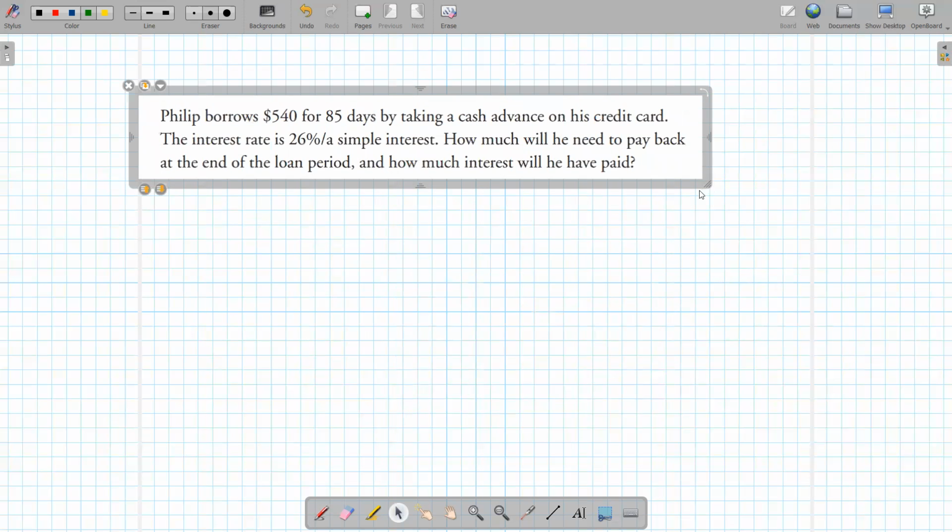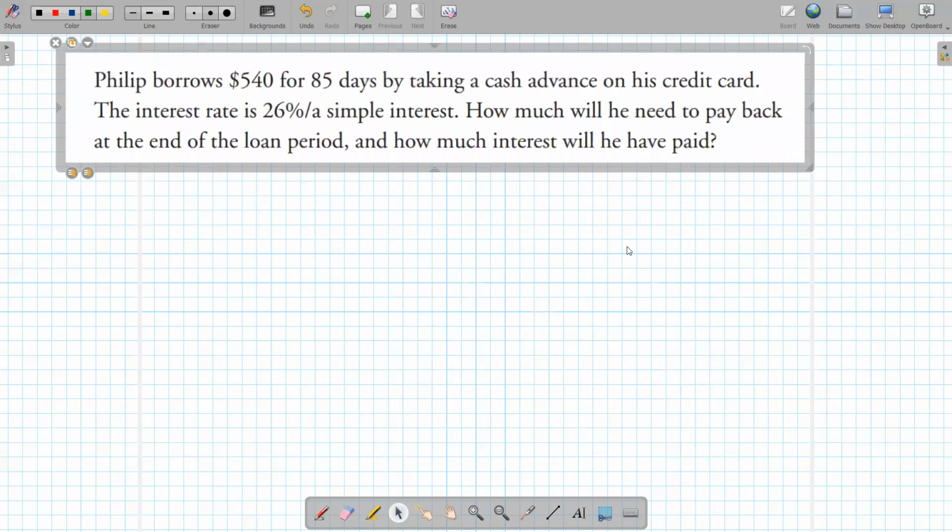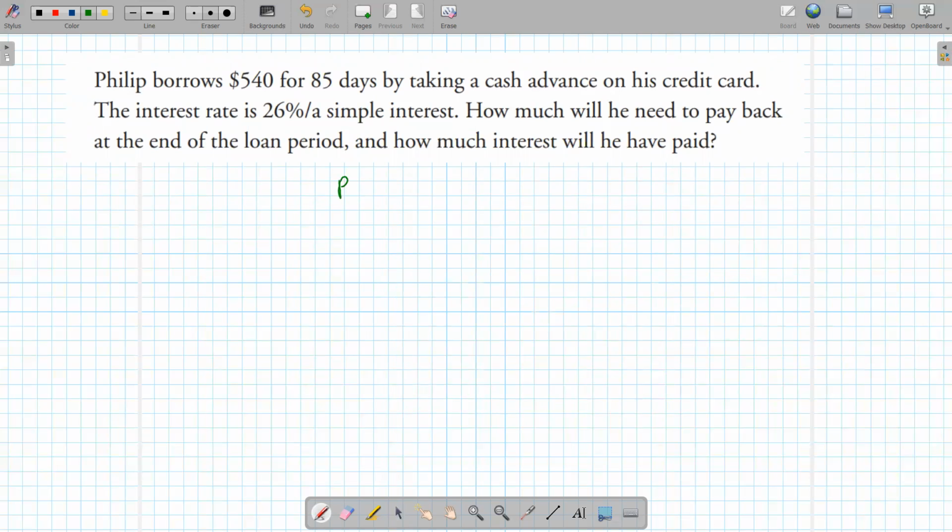Let's look at this one. Tell me what's given, if anything. There are the 4 letters. What do we know? P is 540. What else? T is 85. Now T is the time in years, okay?